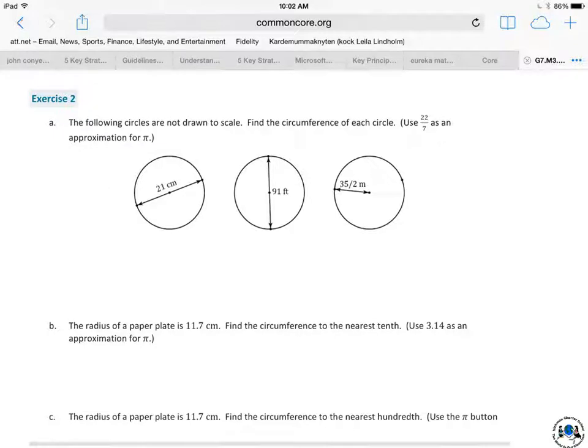All right, so here, exercise 2, I'd like you to go ahead and do these. Of course, these are not drawn to scale, like they had to tell you. That does not look at all like 21 centimeters. So what I want you to do is find the circumference of each circle, and use 22 over 7 as an approximation. Why don't you go ahead and do A, B, and C, and come on back.